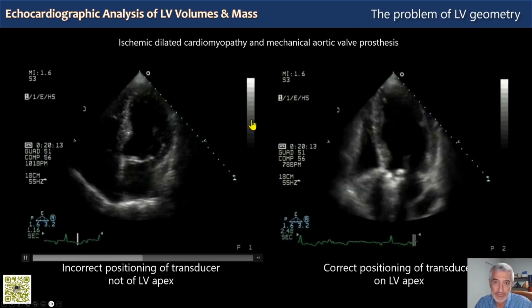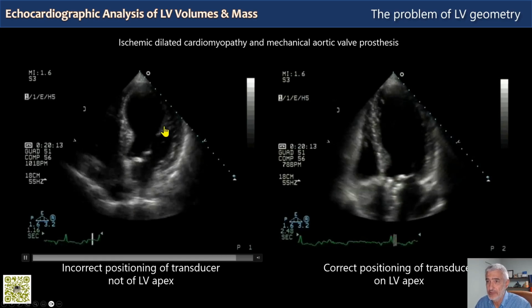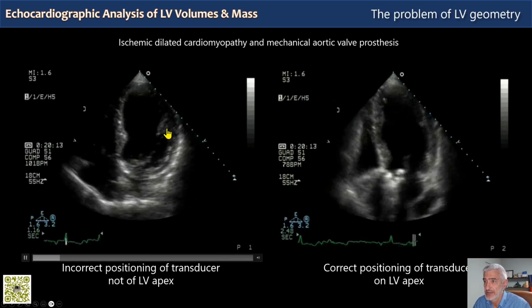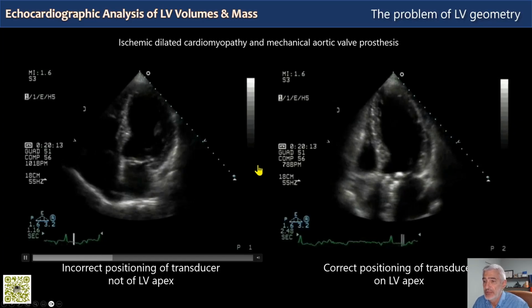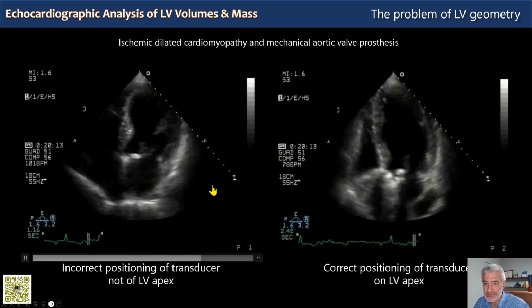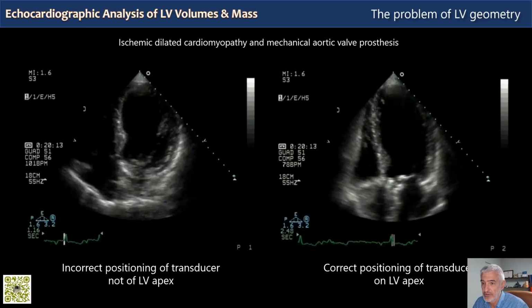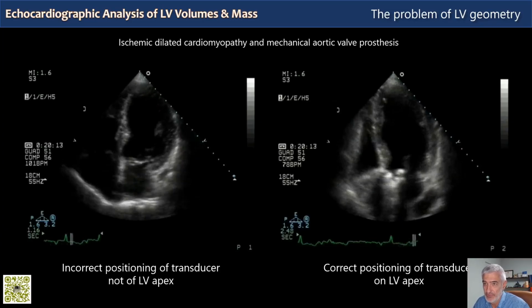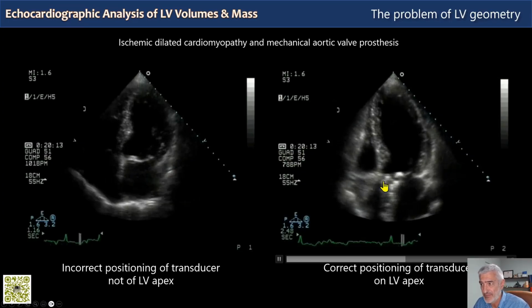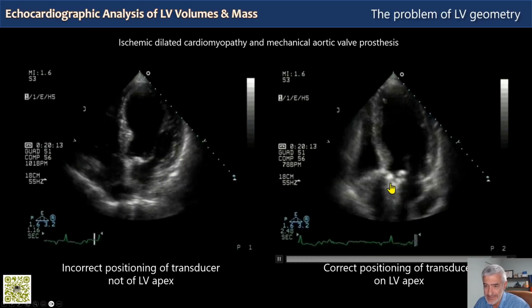Okay, another example. This is a real-life example. We have two apical four-chamber recordings. Which one is correct, geometrically speaking? Well, this is the same patient. It's being recorded 1 minute apart to reproduce what unfortunately had happened in real life during patient follow-up after the positioning of an aortic valve mechanical prosthesis.